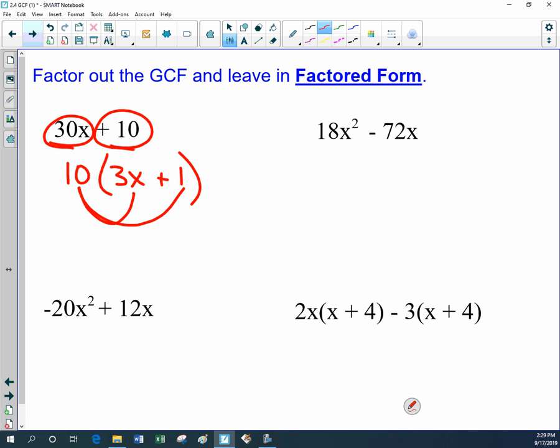And the next example, 18x squared minus 72x. You can look at the two terms, breaking it down into the numbers first and then the variables. For 18 and 72, the greatest common factor is 18. Each term also has an x in common, so the greatest common factor is 18x. 18x times 1x gives us 18x squared, and 18x times negative 4 gives us negative 72x.